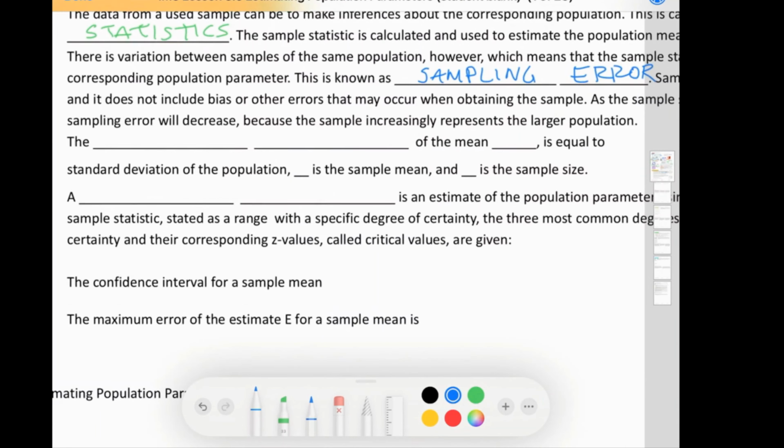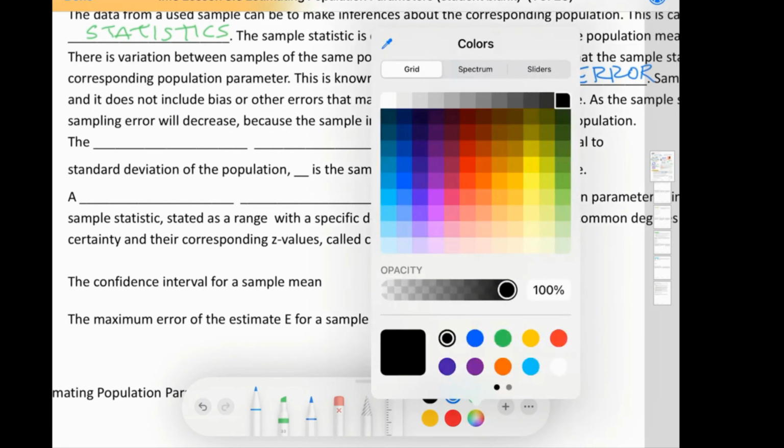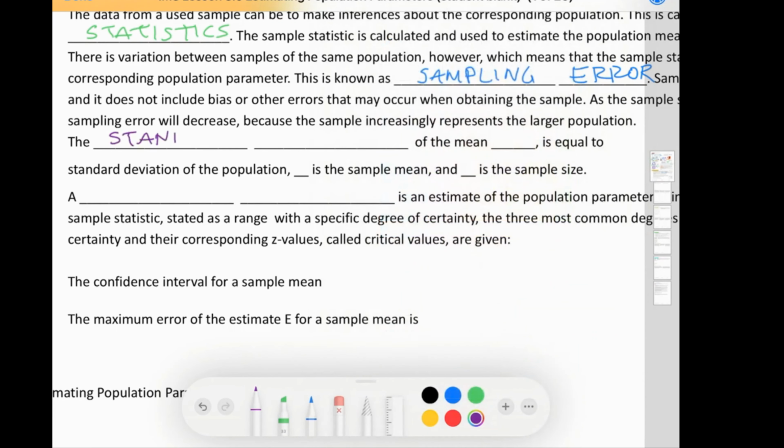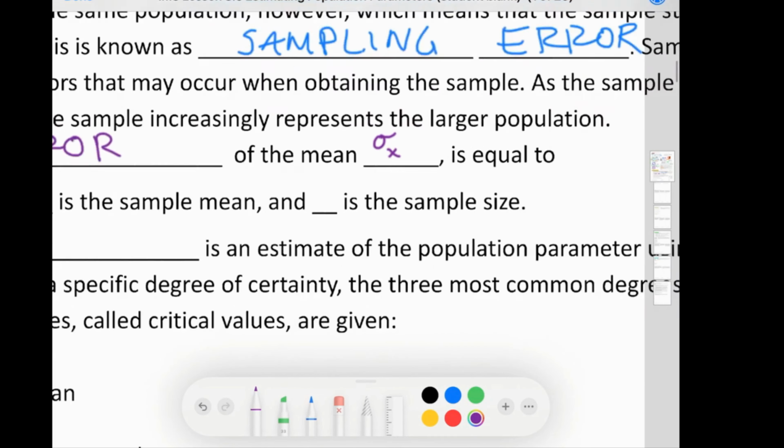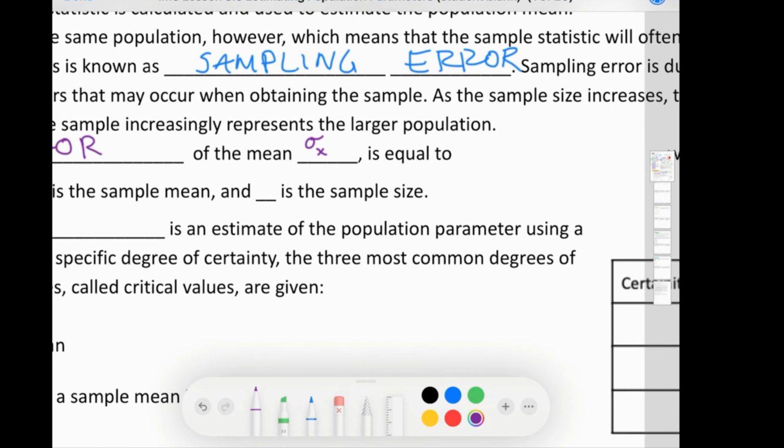The standard error of the mean, which is sigma sub x bar, is equal to sigma, the population standard deviation, over the square root of n. So let's make sure we understand that part.